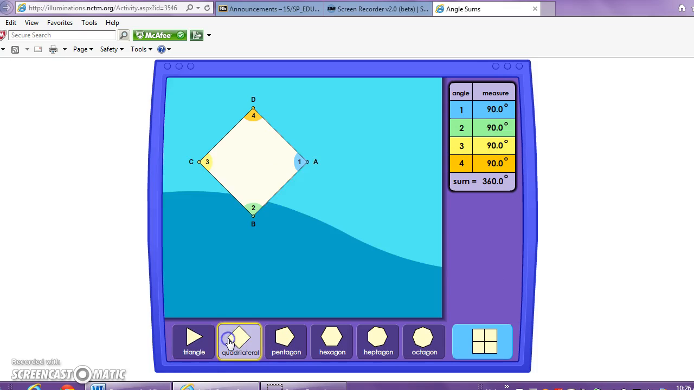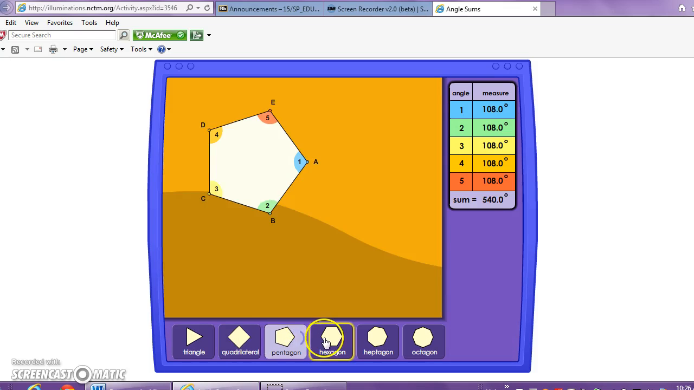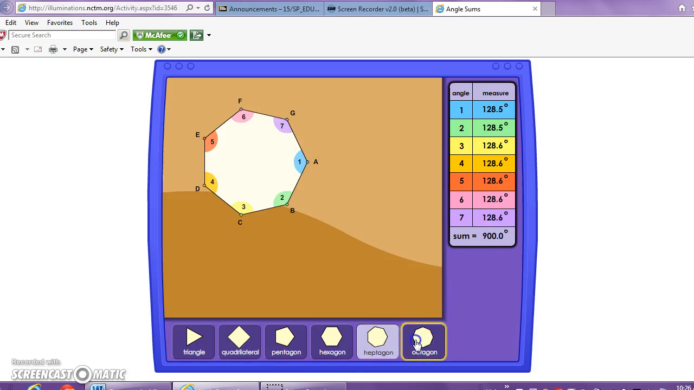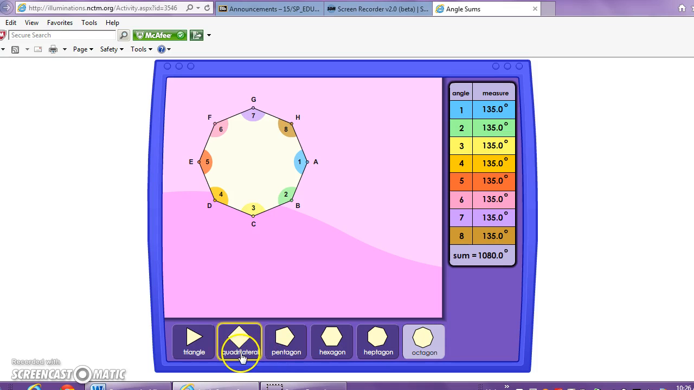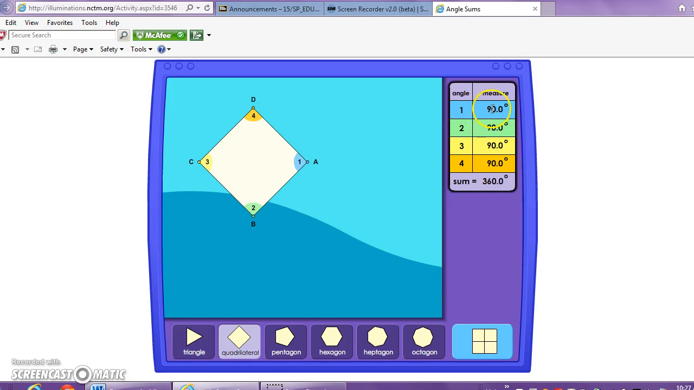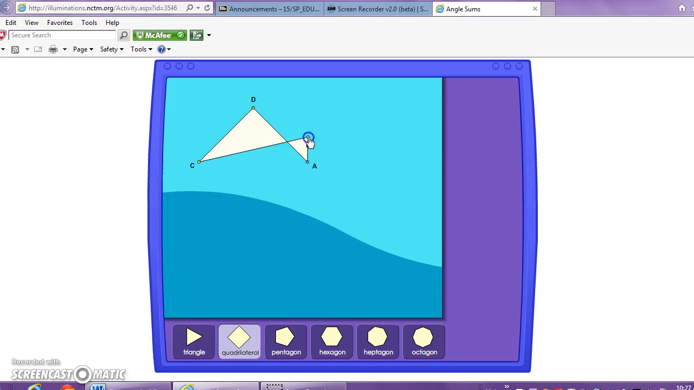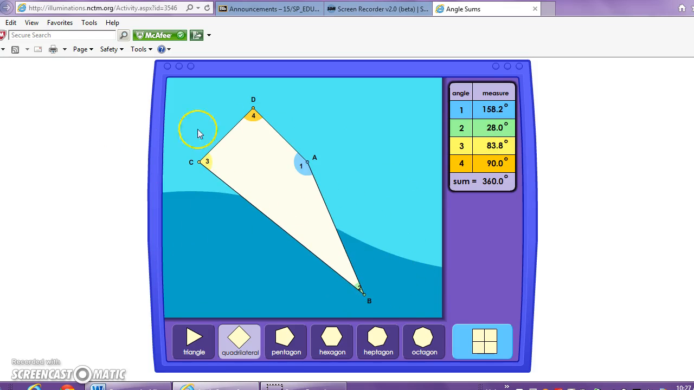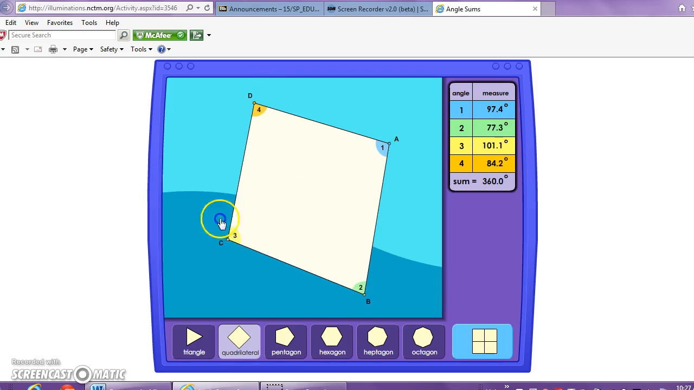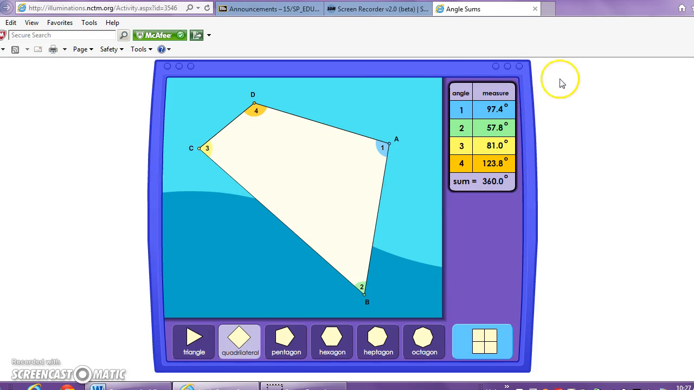So we have our triangle, a quadrilateral, which is, as you know, 4-sided, pentagon, hexagon, heptagon, octagon, which is the 8-sided one. So if you take a look at, let's say, our quadrilateral, each measure right now is 90 degrees, and the sum is 360. But this allows us to move our angles anywhere we want. We can stretch it, shrink it, do whatever. Notice that moving it like this is going to change our angle measures inside.